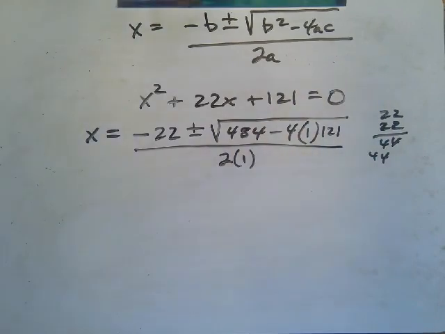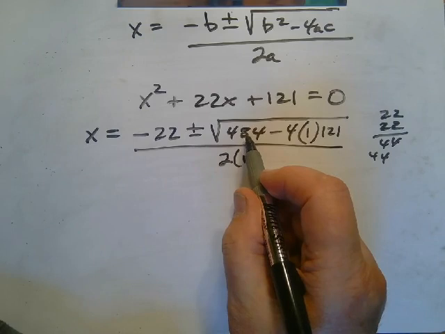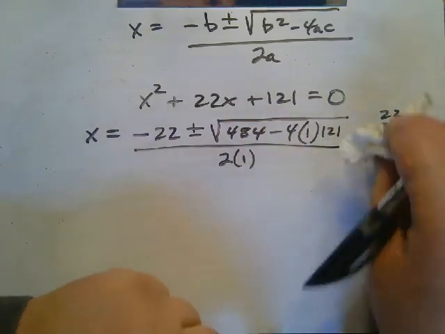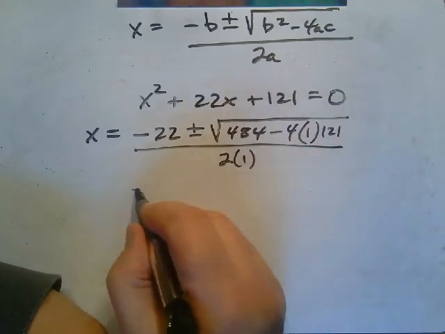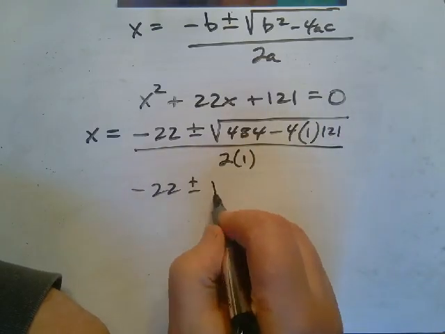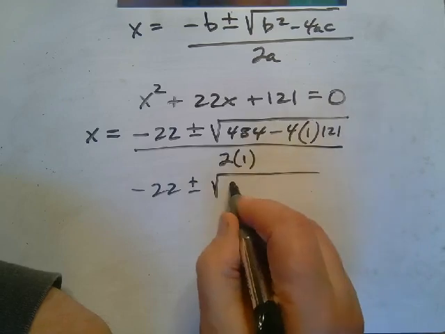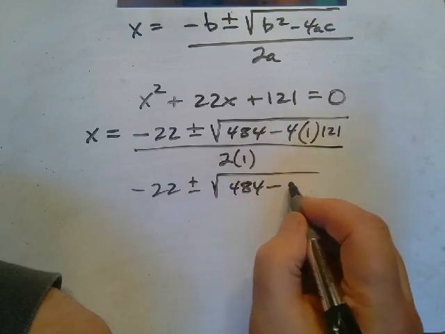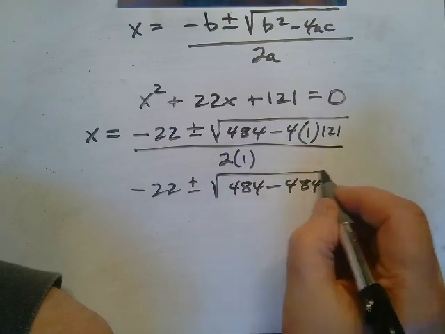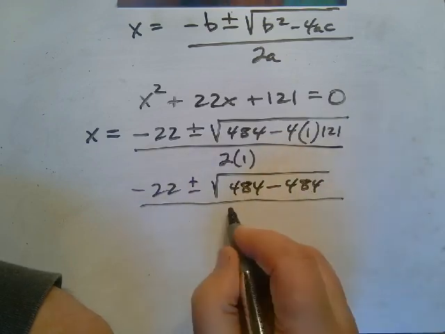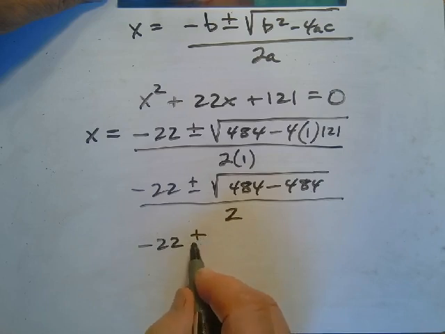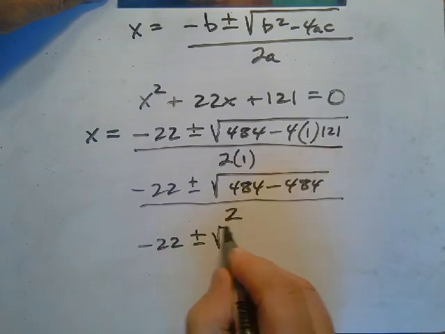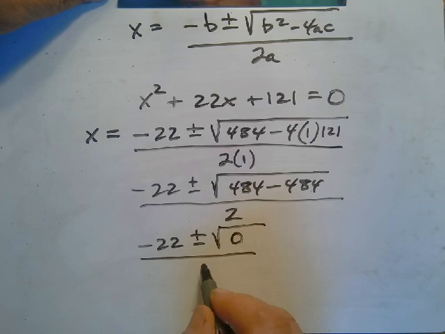So there you go. B squared happens to be 484. And now let's do the arithmetic again. Well, 4 times 121, I can tell what that is. That happens to be 484 also. 484 minus 484. Oh, that's going to work out really slick here. All over 2. So it's negative 22 plus or minus the square root of 0 over 2.